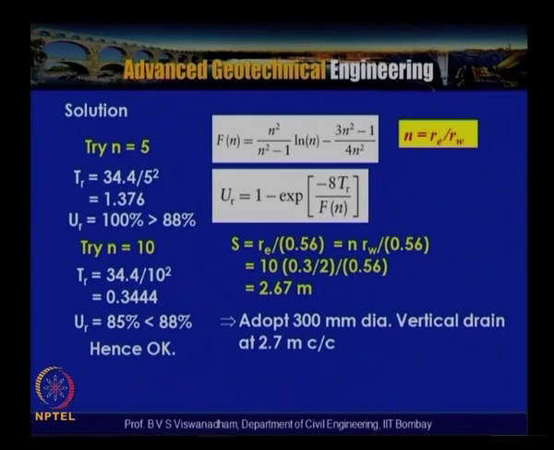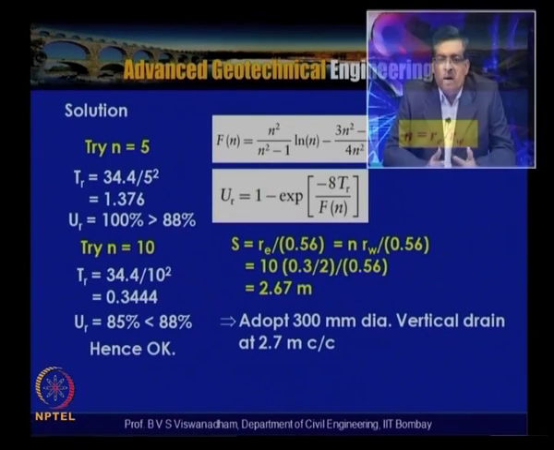Now let us try another value, n is equal to 10. So TR is equal to 34.4 divided by 10 square, which reduces to 0.344, and now again by computing Fn and UR, the computed value works out to be 85%, which is less than 88%. This order of n is equal to 10 or n is equal to 9 appears to be in order. So we can consider even n is equal to 9 or n is equal to 10.